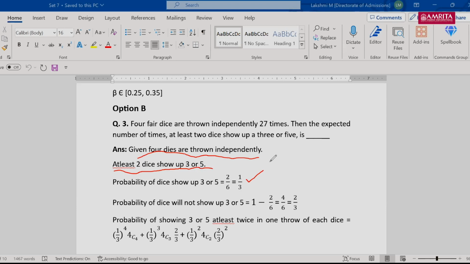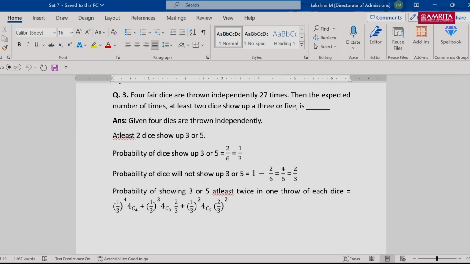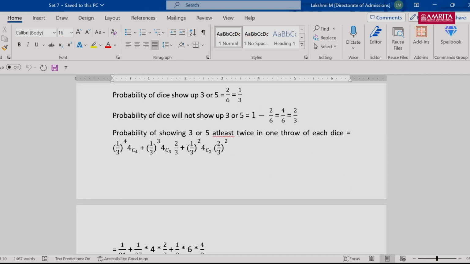Now, what about the other case? When it will not show up these two, it's 1 minus 1 by 3, that is 2 by 3. So you have got both the parts. Now, coming to the case, there are totally 4 dice, and the main condition is at least twice in 1 throw of each dice. That's what the basic condition is according to the question.